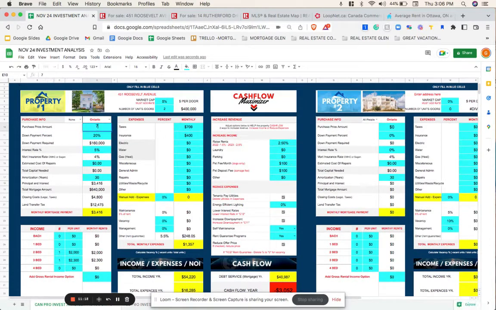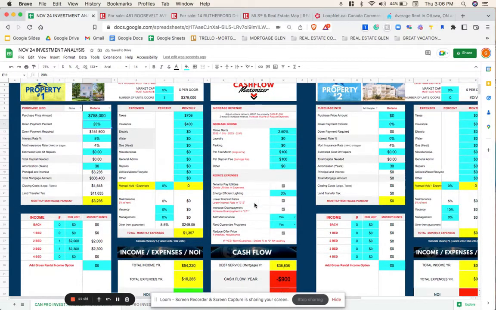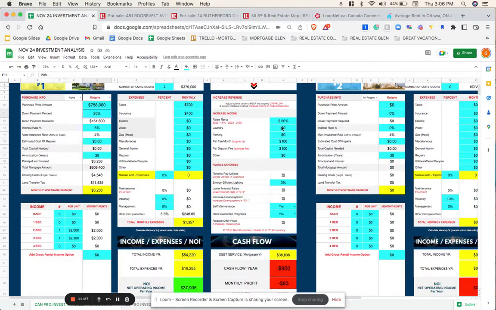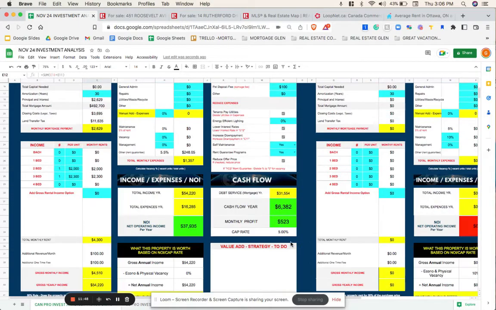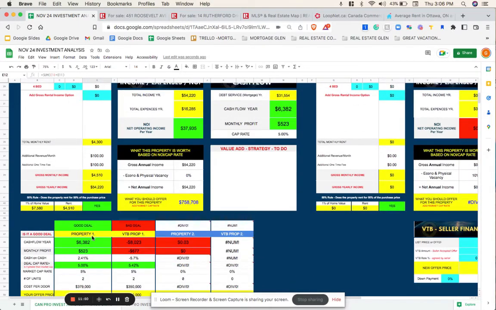Let's see if that cash flows. 758. Still in the negative, but pretty close. So this is obviously not a great deal, right? Well, how else can we improve the cash flow on this unit? We're going to have to increase the down payment. So we're going to go to 35%, let's say. There you go. You're going to need about 265,320 as a down payment. So we put it at 35%. Now you're cash flowing. There you go. It's a good deal now.